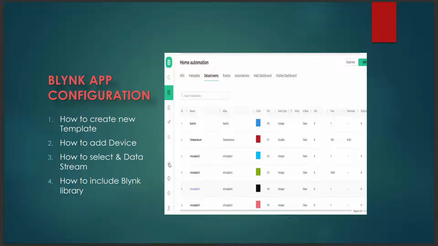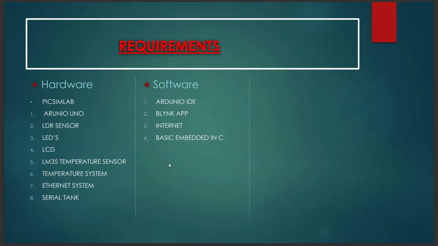Now, how to include the Blynk library. There is a code in the Arduino IDE, which I will show you later, which includes the Blynk library. The Blynk library we have to install in Arduino coding. Now the hardware components are virtually simulated in Pixim Lab. And first of all, the board we use here is the Arduino Uno board.